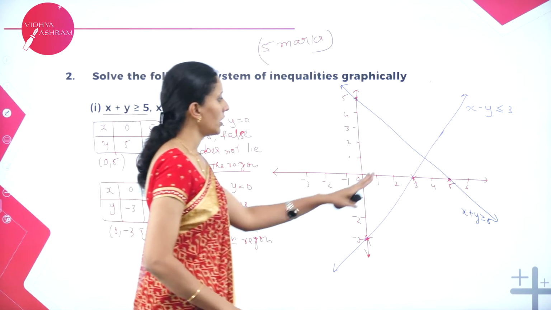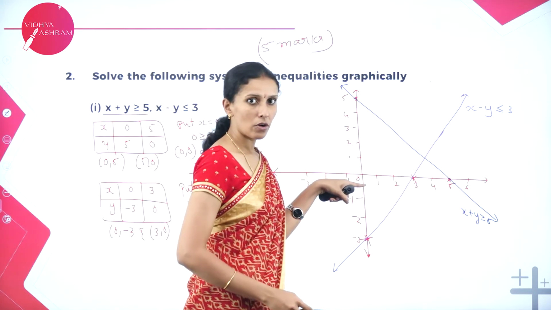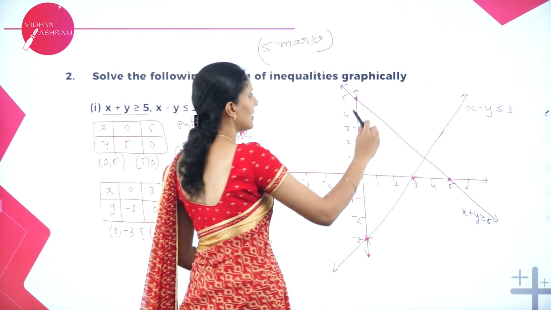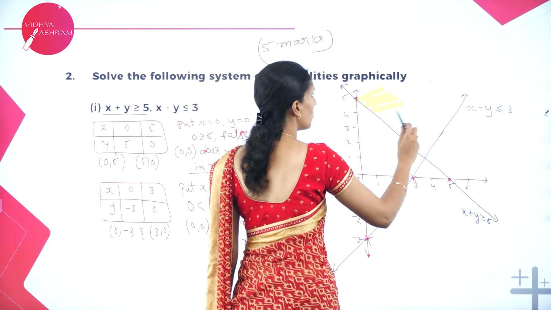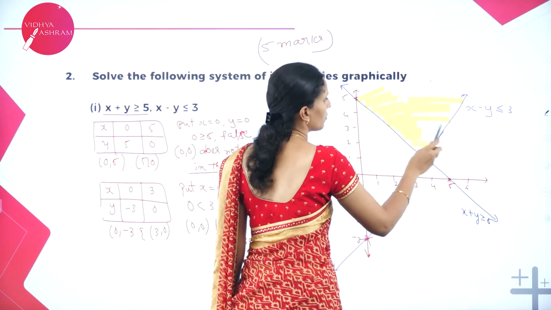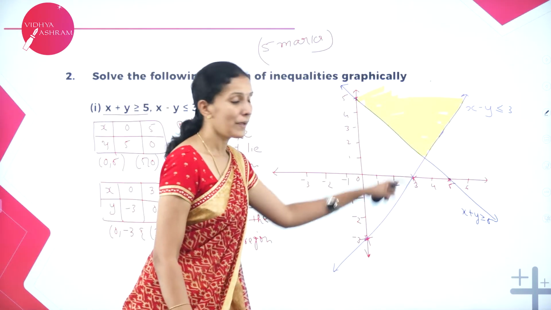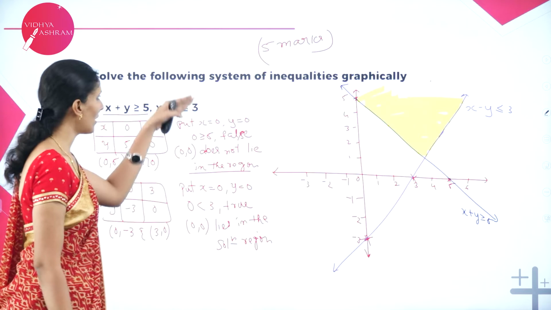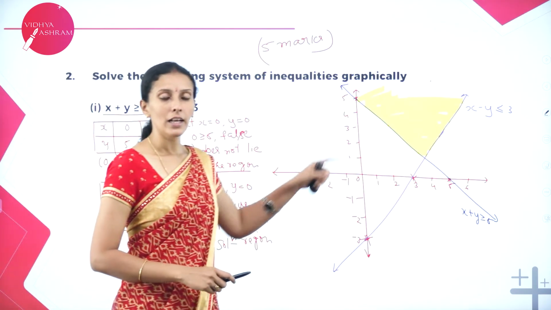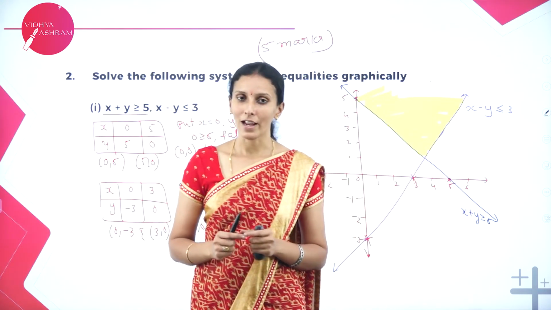For this line, it should be this side because if you shade this part, 0, 0 is contained inside the solution region. So therefore, for this line, this is the solution region. And for this line, this is my solution region. So therefore, the shaded part will be the solution region for the simultaneous inequalities. So you should conclude that the shaded region is the solution region for the given inequalities.